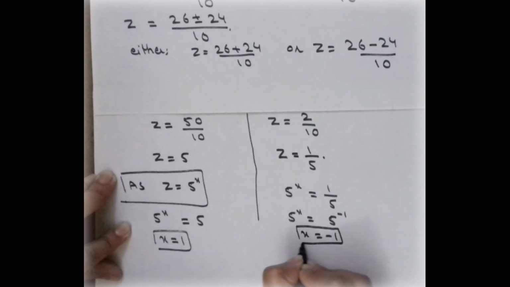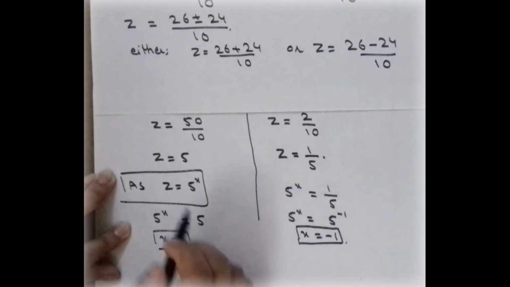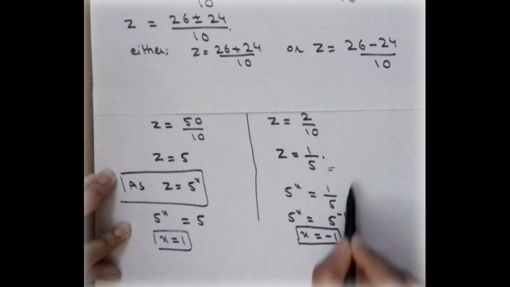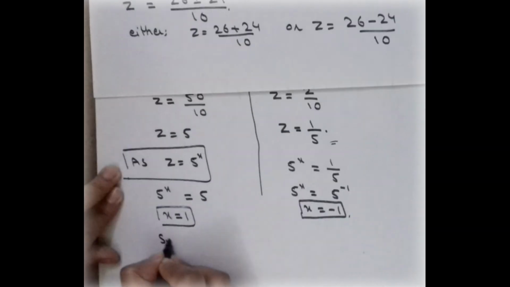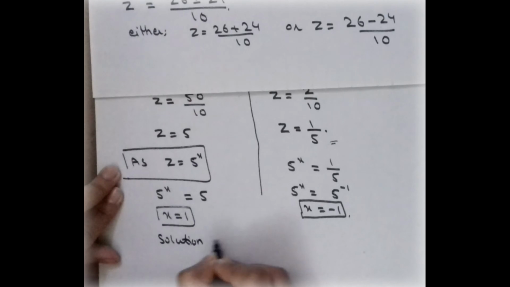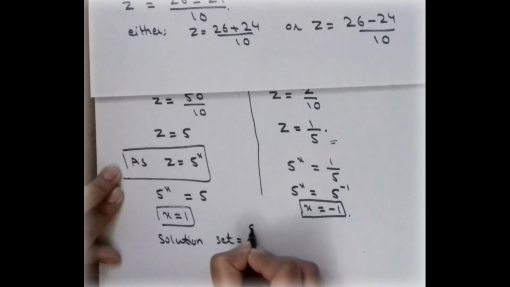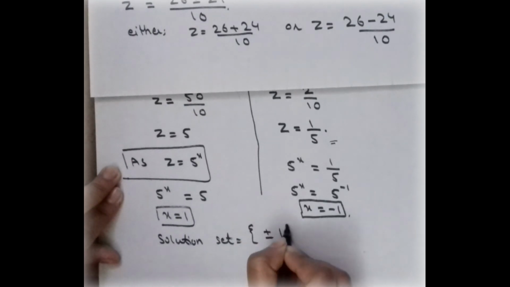Most people can make a mistake at this step. This is not the answer. We supposed the value of z, so we must put the value of z back. The solution set is plus or minus 1.